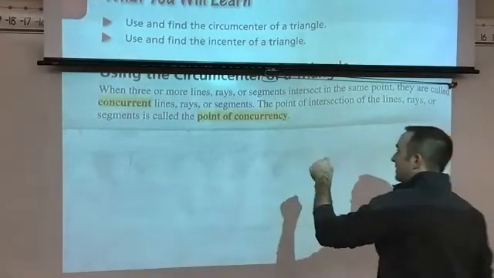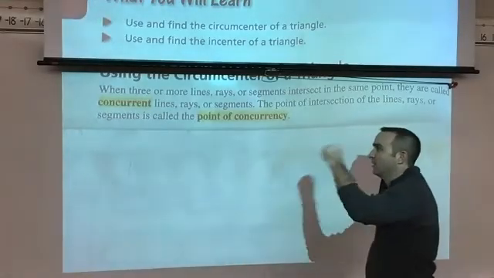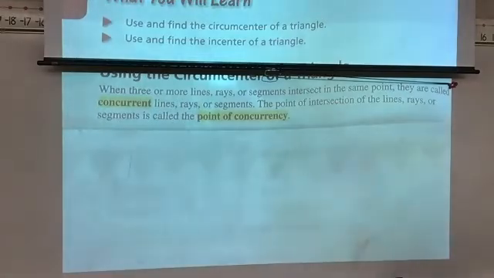Okay, so when three lines cross, they are called concurrent. The point where they cross is the point of concurrency.